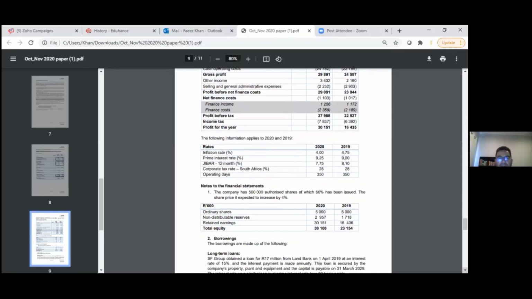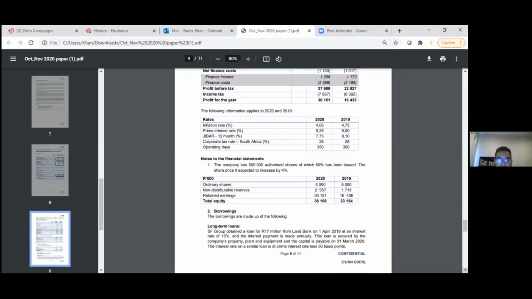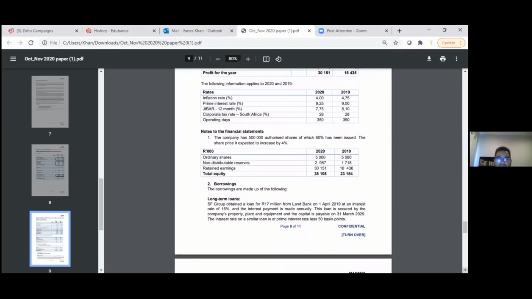Then we have the following information that applies to 2020 and 2019. They're giving us an inflation rate we might need. They give us a prime interest rate we might need when it comes to the market rates in determining WACC. They're giving us the JIBAR 12-month rate, a corporate tax rate, and operating days.